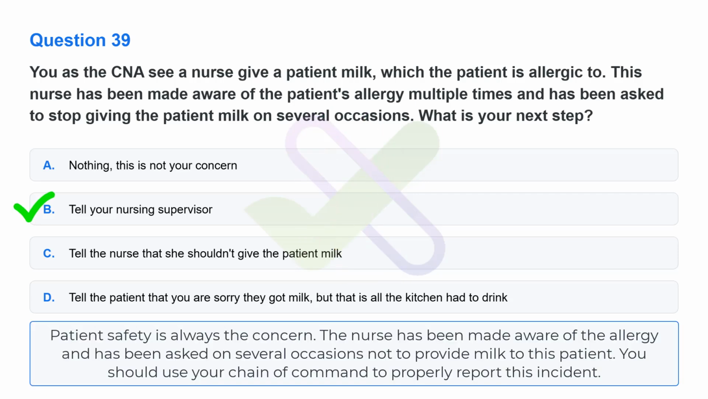Correct answer, B. Tell your nursing supervisor. Patient safety is always the concern. The nurse has been made aware of the allergy and has been asked on several occasions not to provide milk to this patient. You should use your chain of command to properly report this incident.